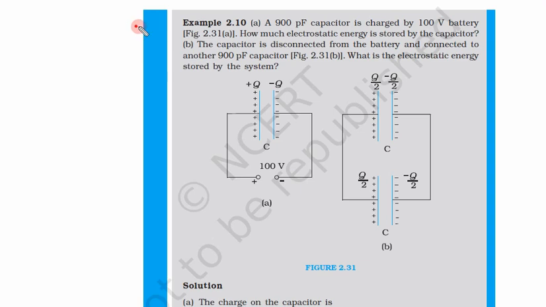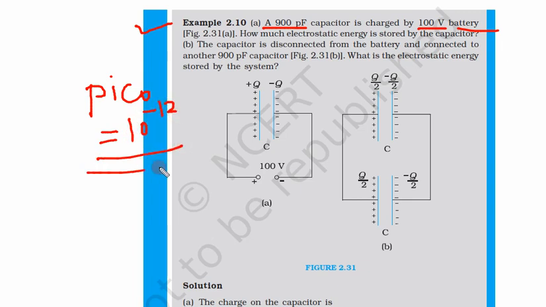Now let us see this example 2.10. So what is this example? A 900 picofarad capacitor is charged with a 100 volt battery. So the battery is 100 volt and this capacitor has a capacity of 900 picofarad. Again, you see this capacitance is quite small. Pico is 10 to power minus 12. So capacitance is again very small.